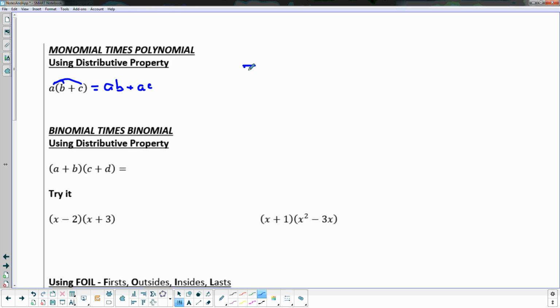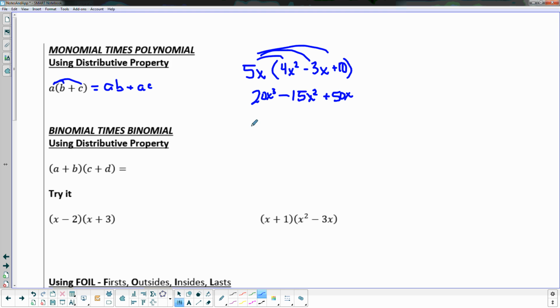We know that if I have 5x times 4x squared minus 3x plus 10, I could do that. All I have to do is distribute the 5x to everything, giving me 20x cubed, negative 15x squared, and plus 50x. Okay? Again, just distributive property. Make it work for you.